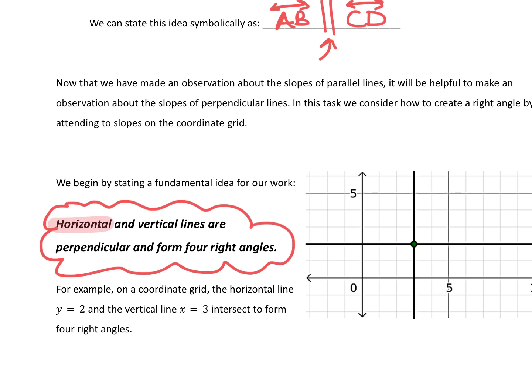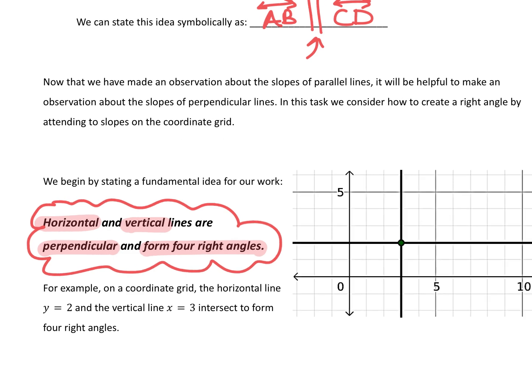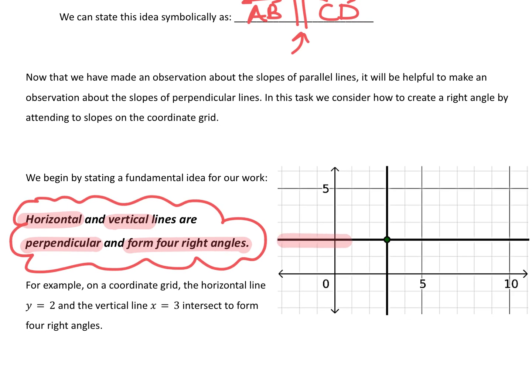So if I have a horizontal line and a vertical line, I know they form 4 right angles, which is what it means to be perpendicular to each other. Let's look at this grid and show an example. I have the horizontal line y equals 2. So let's write that on our graph. And then I have the vertical line x equals 3. So let's graph that.